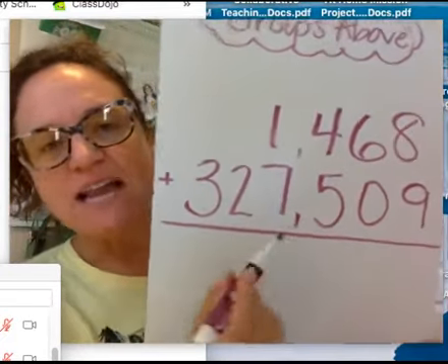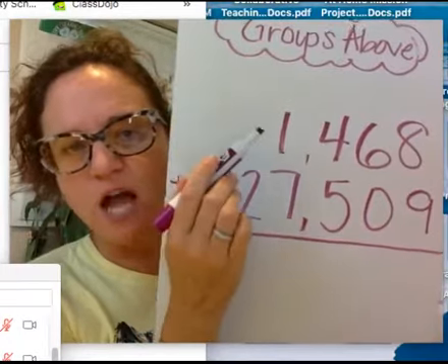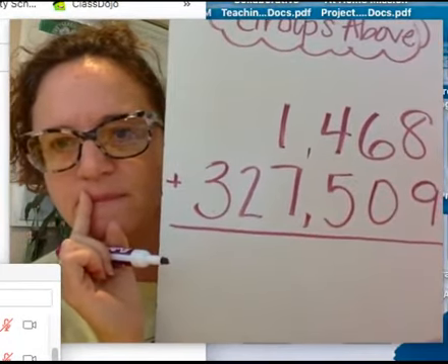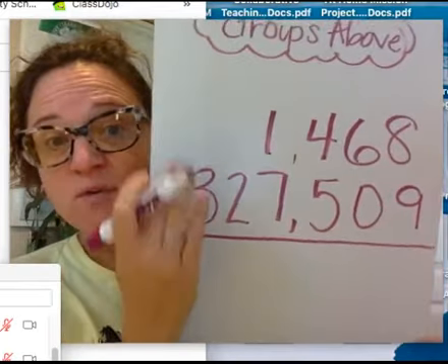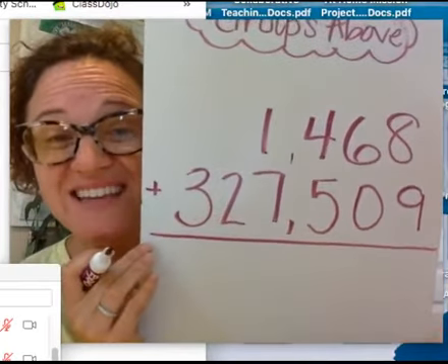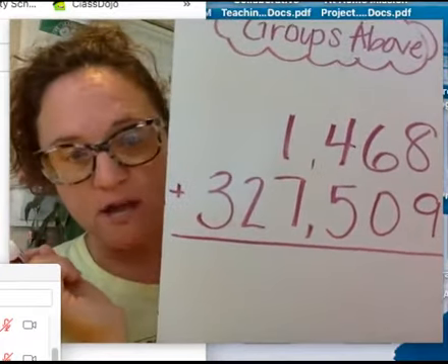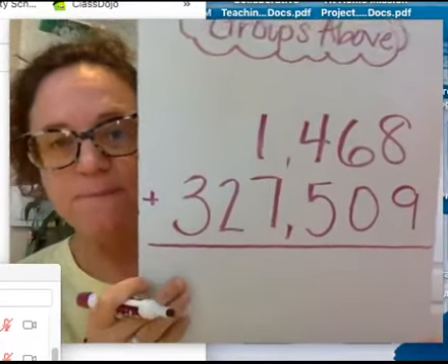327,509. Yes. Now, is it okay that I put the smaller number on top when we're adding? Can I do that? Yeah, I can, right? It only becomes important when we're subtracting. When we are doing subtraction, the bigger number always has to go on top. But this is okay. We can add this way. All right, add them up.